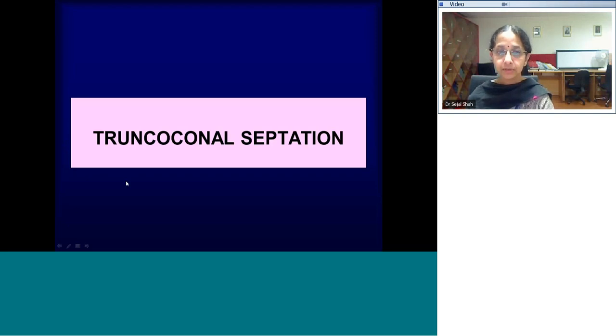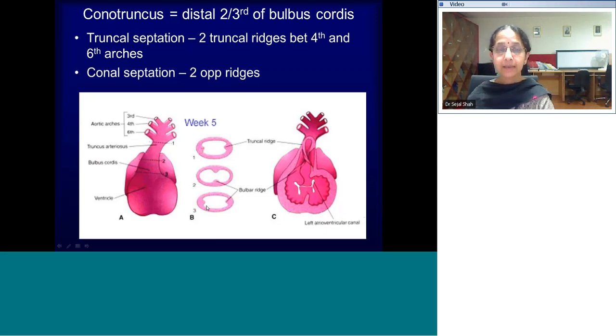Now coming down to the last important understanding, which is the conotruncal septation. The conotruncal septation is also very interesting because there are two different things happening simultaneously. As we know, the bulbus cordis has two parts, the conus and the truncus. The proximal part of the bulbus cordis gives rise to the primitive right ventricle, and the distal two-thirds of the bulbus cordis is going to be the conotruncus. In this we have again the truncal septation and the conal septation happening simultaneously.